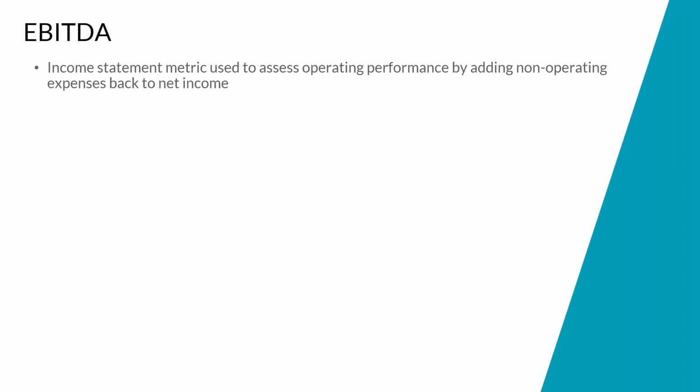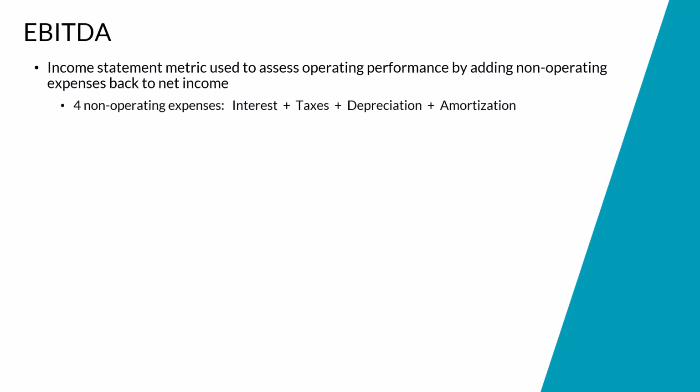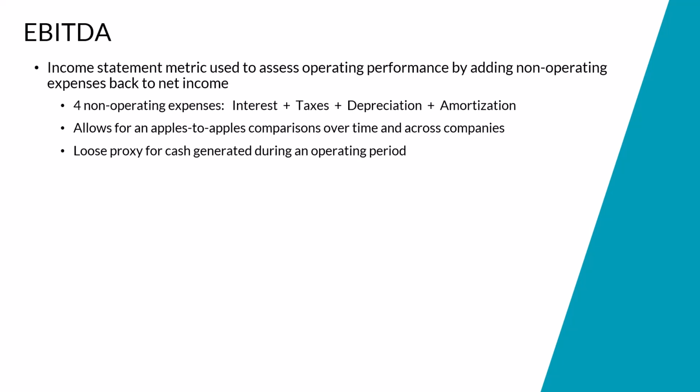Now, by definition, EBITDA is an income statement metric that's used to assess operating performance by adding non-operating expenses back to net income. The four standard non-operating expenses in this calculation are interest expense, taxes, depreciation, and amortization, and therefore by adding them back to net income, this allows us to make apples-to-apples comparisons over time and across companies. Now, furthermore, because EBITDA includes non-cash expenses, think depreciation and amortization, it's commonly used as a loose proxy for the cash flow generated during an operating period.